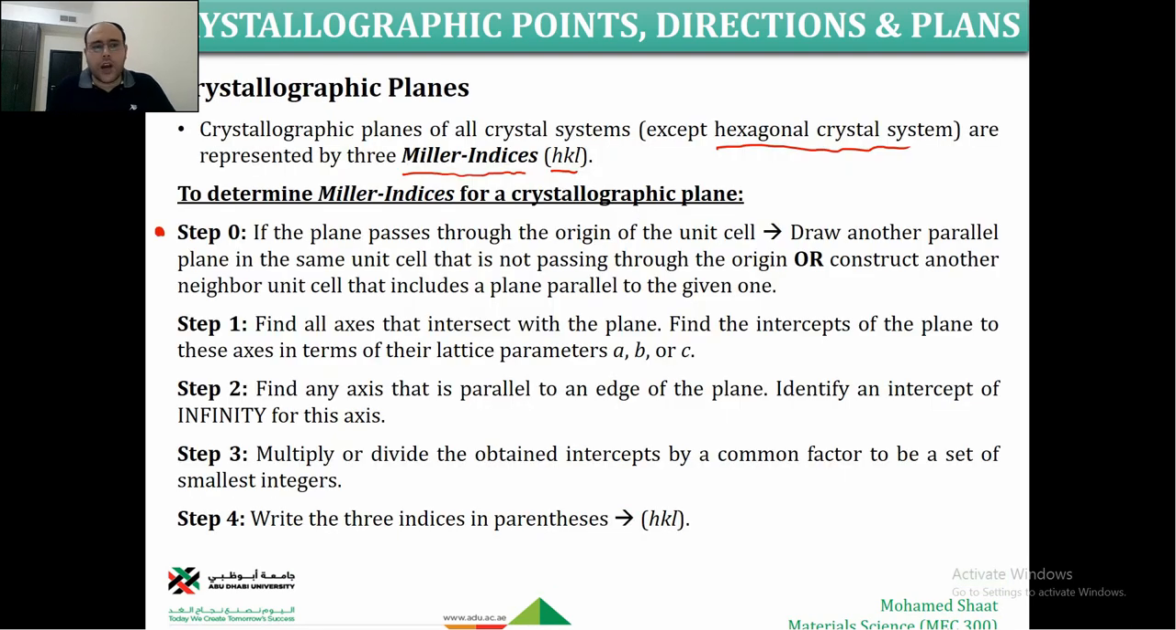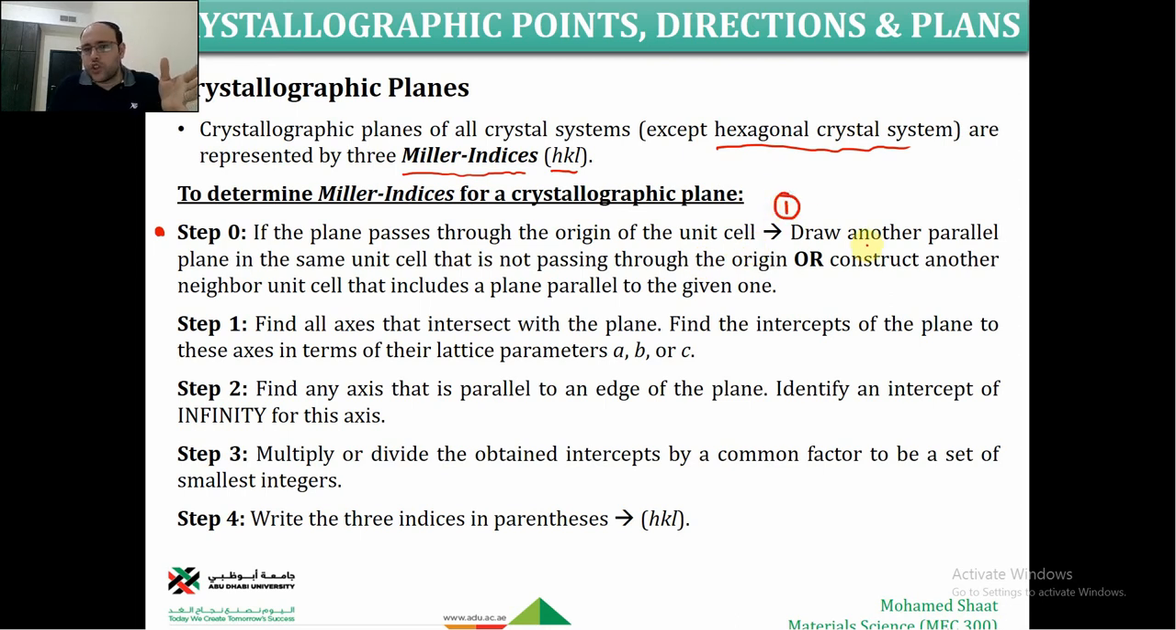It means that you have to apply step 0. So step 0, you're going to apply under one condition. What is this condition? This condition is that the plane you are interested in finding its Miller indices does intersect with the origin of the coordinate system that is given for this unit cell. So if the plane passes through the origin of the unit cell, you have two options.